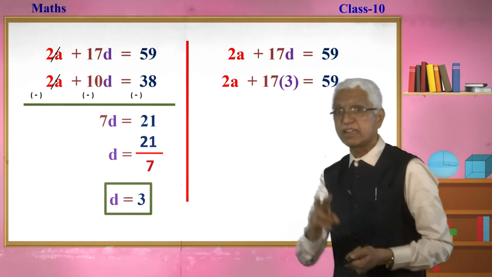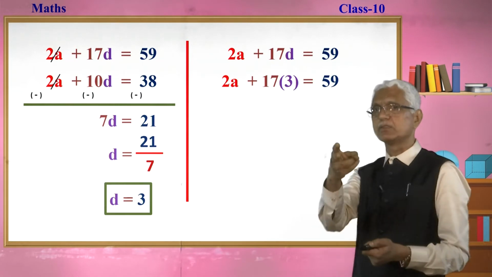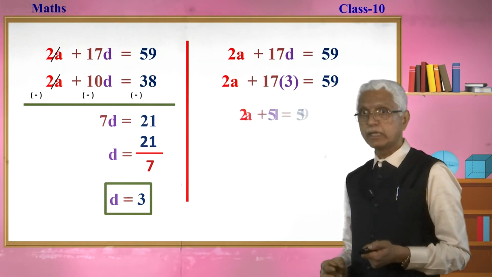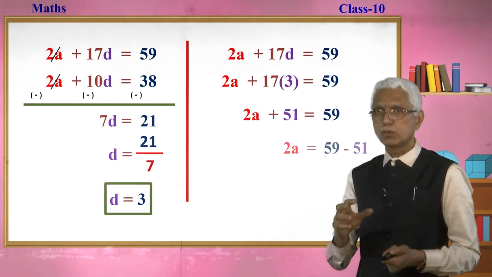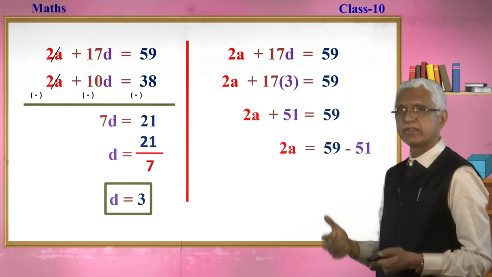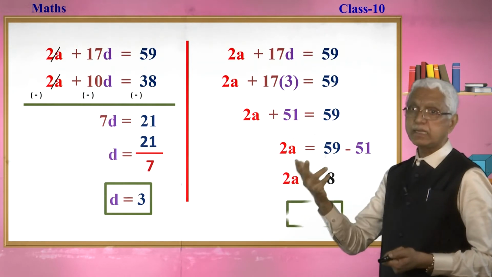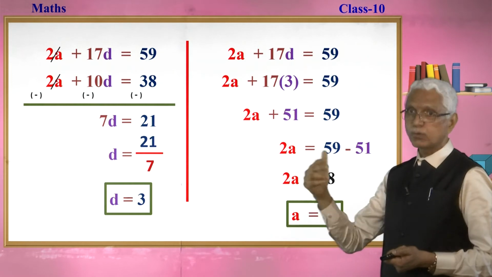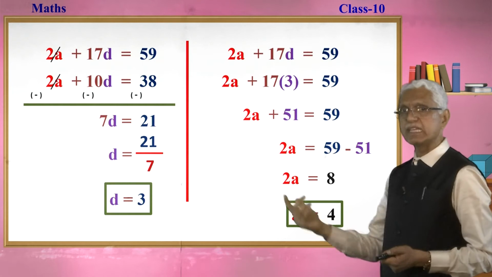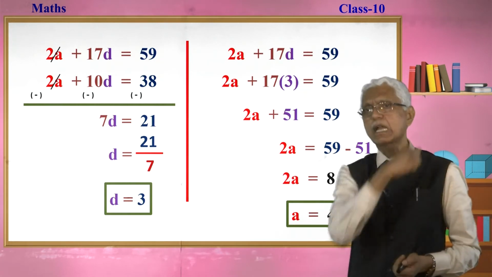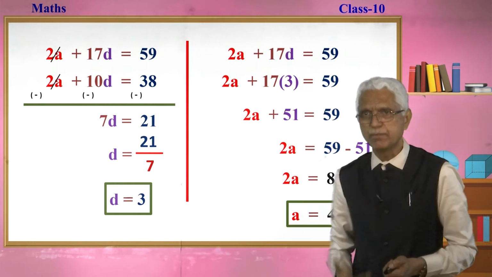So, 2a plus 17 into, in place of d you are going to substitute 3. 2a plus 17 into 3 is equal to 59. 2a plus 17 3s are 51 is equal to 59. 2a is 59 minus 51, 2a is equal to 8. a is equal to 8 divided by 2, that is a is equal to 4. You got the first term, you got the common difference. What are they asking? I think they are asking you the 41st term.